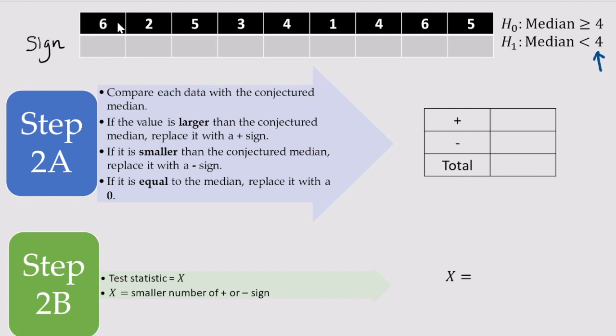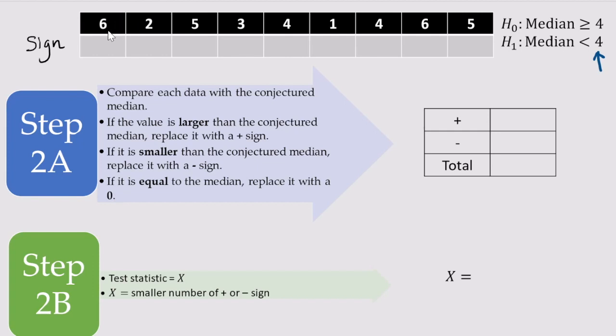If the data value is larger than the conjectured median, we would replace it with a positive sign. If it's smaller than the conjectured median, we replace it with a negative sign. And if the data is equal to the conjectured median, we replace it with 0.